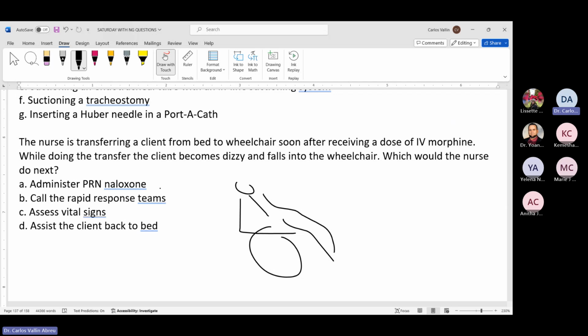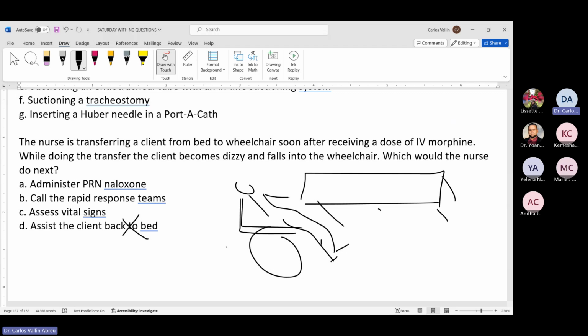Administer PRN naloxone, call the rapid response team, assess vital signs, assist the client back to bed. Don't move the client back to bed because the client is too weak and is going to fall when you move the client. You were lucky and the client fell in the wheelchair, and the wheelchair is safe. If you move the client to the bed, the client is going to fall.